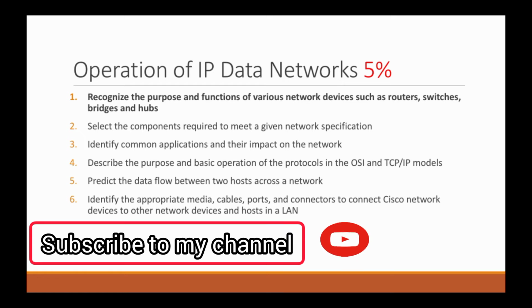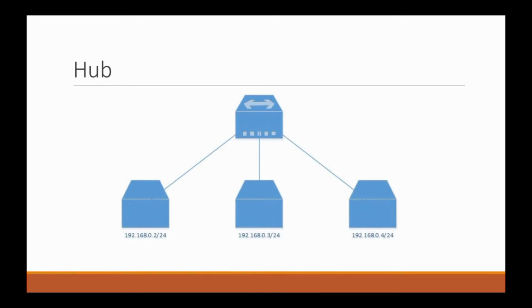Recognise the purpose and functions of various network devices such as routers, switches, bridges and hubs. So a hub, this is just a network symbol for a hub, done in Visio, nice and simple. But hubs, bridges, switches and routers are used to build networks. And if you're trying to design your own local area network at home, then you probably need to know what they do and the main differences between them.